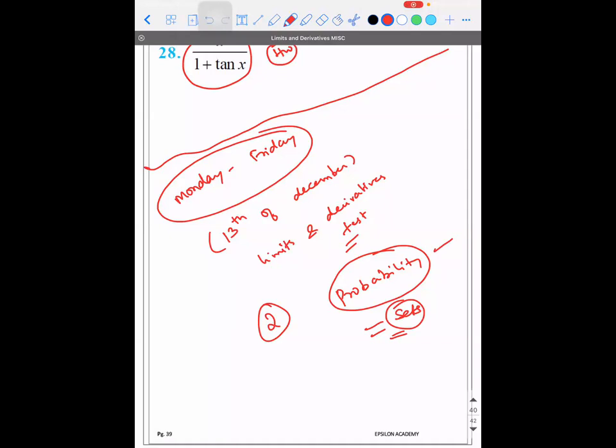Any other doubt from today's class? No, sir. Okay. So please make a note of this. 13th of December, morning 10 to 11:30. We will have a test in limits and derivatives end to end. Okay. So that's it. The 40 marks one. Physics will be for 35, maths for 40.